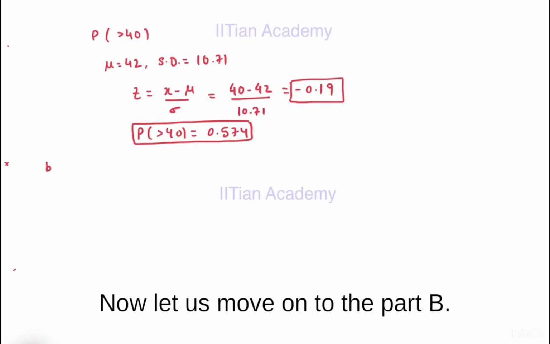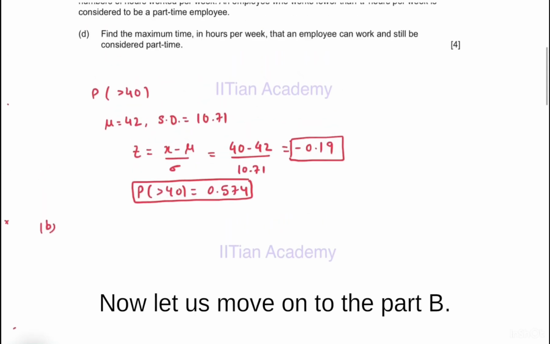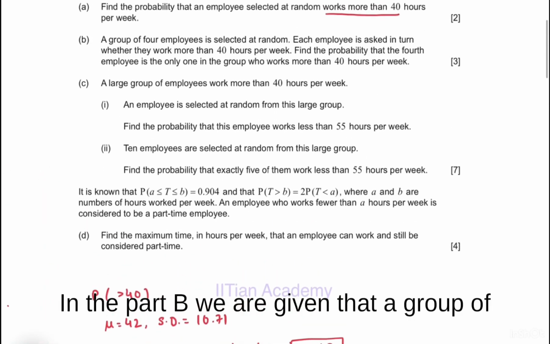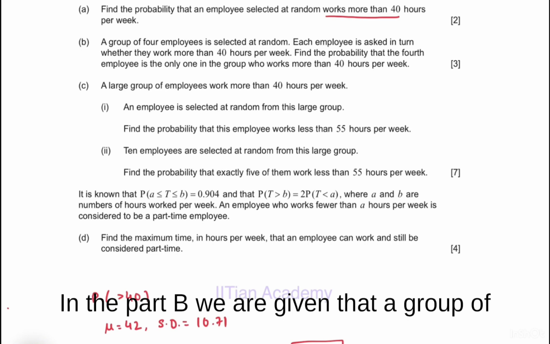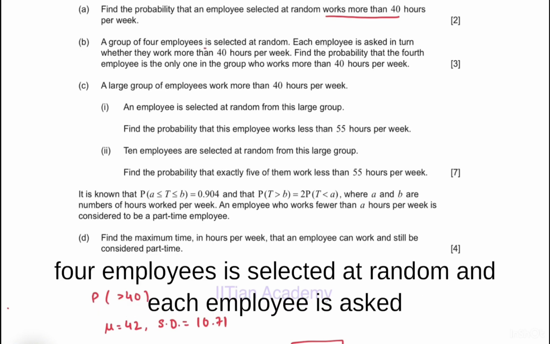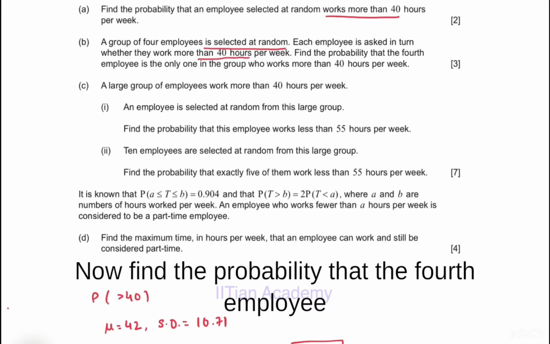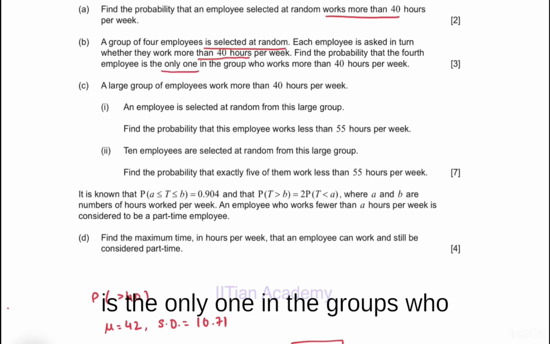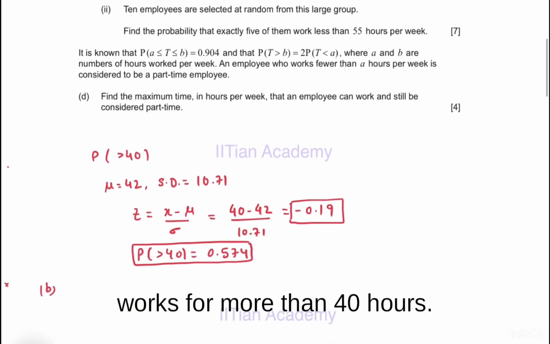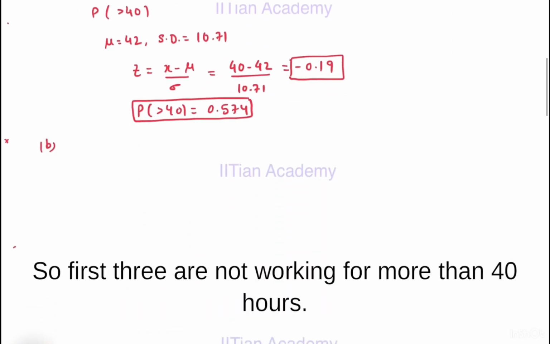Now let us move on to part B. In part B, we are given that a group of 4 employees is selected at random and each employee is asked in turn whether they work for more than 40 hours. Now find the probability that the 4th employee is the only one in the group who works for more than 40 hours. So the first 3 are not working for more than 40 hours.